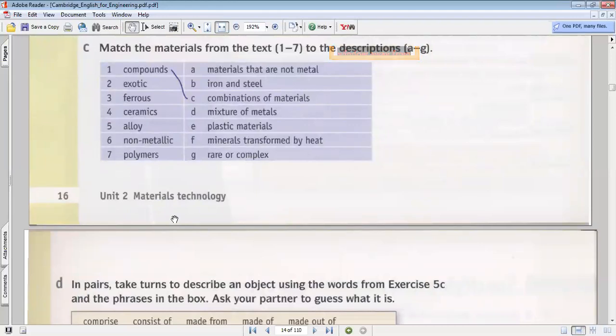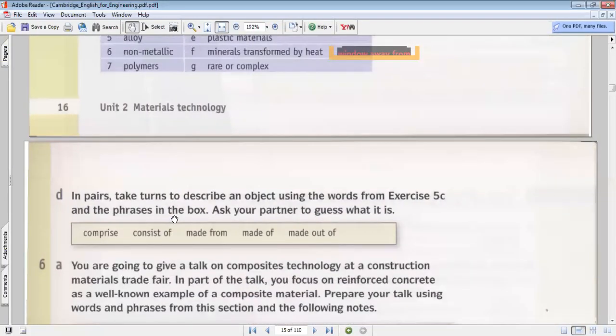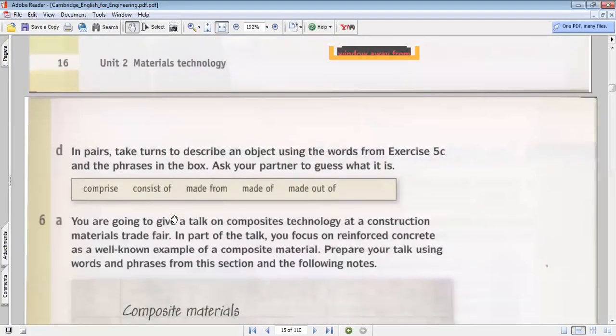In the following page, we are just going to answer question D. The rest of the page is excluded. In this page only D is required. We will answer this question in pairs. Take turns to describe an object using the words from exercise 5C and the phrases in the book. Ask your partner to guess what it is. You know the meaning of a partner?